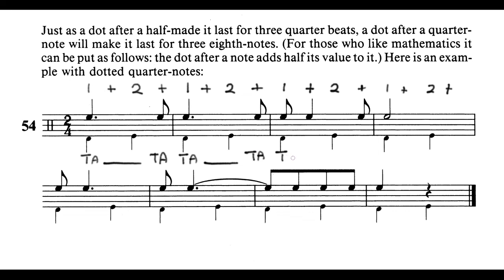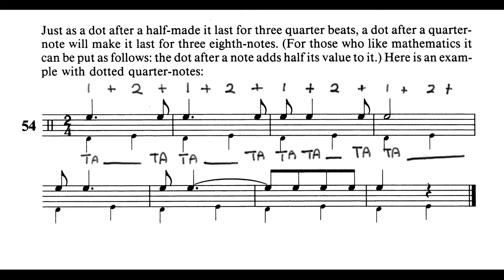Then ta on beat 1. Ta on the and of 1. Hold that ta for the beginning of beat 2. And then ta on the and of 2. And then finally, in the fourth measure of this example, I'm going to say ta on beat 1, and then I'm going to hold that ta for the and, to, and.